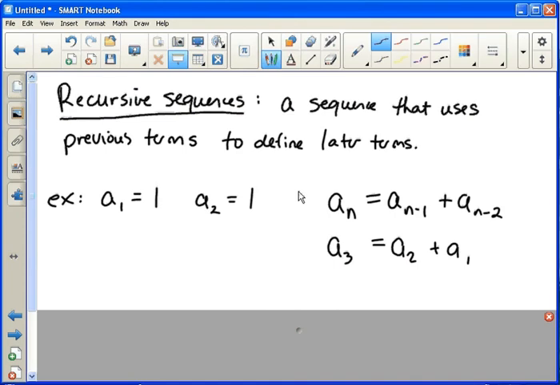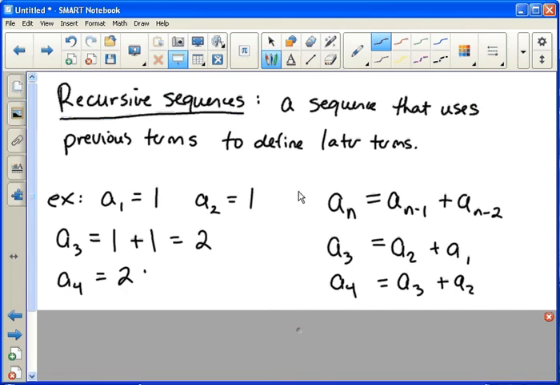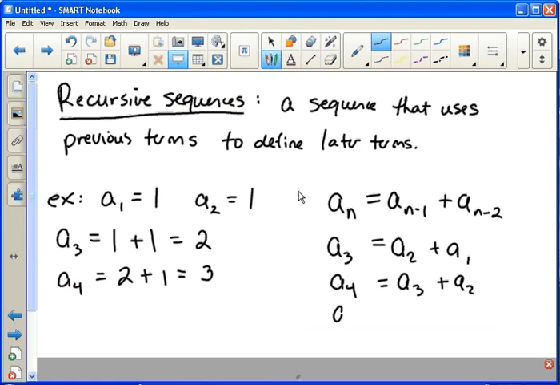So that means a3 is equal to 1 plus 1, which is 2. So then a4 would be a3 plus a2. So we do a4 equals a3, which is 2, plus a2, which is 1, gives me 3. So then a5 would be the fourth term plus the third term. So that would be the fourth term 3 plus the third term 2, and that would give me 5. And so on. You would just keep following that pattern.